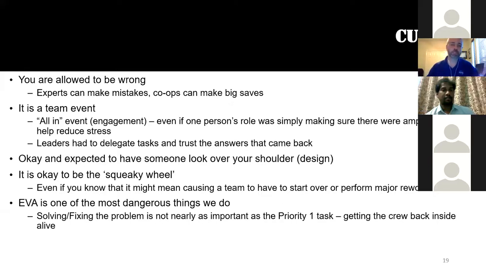Part of our culture is it's okay to ask questions even when you might be wrong. And you might have to backtrack a little bit to explain why you made decisions and it turns out that was the right decision. But that re-asking, that squeaky wheel mentality is really important. Again, it's a dangerous thing that we're trying to do. And our number one task is to get the crew back inside alive, even if that means we end up not sending them out.